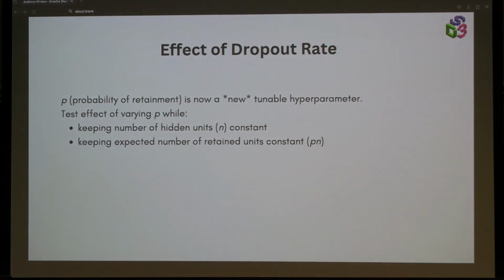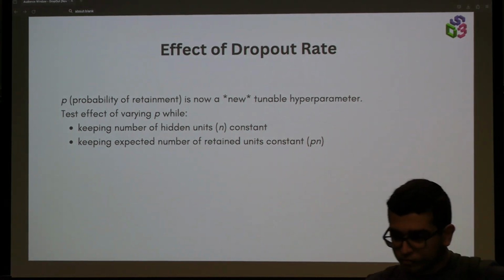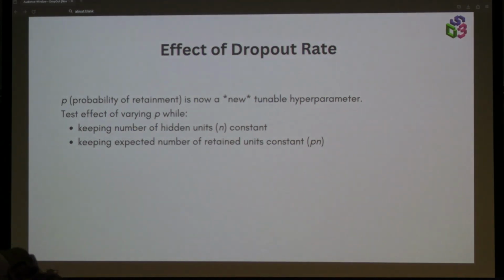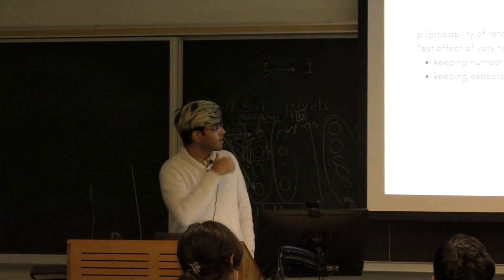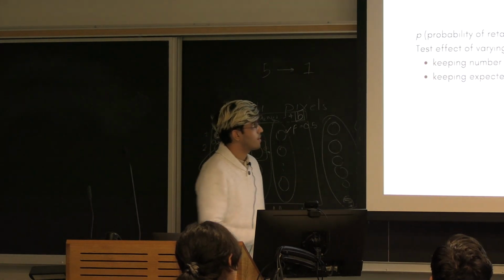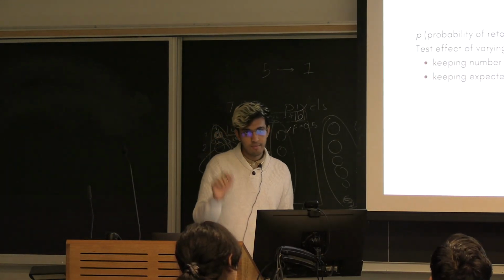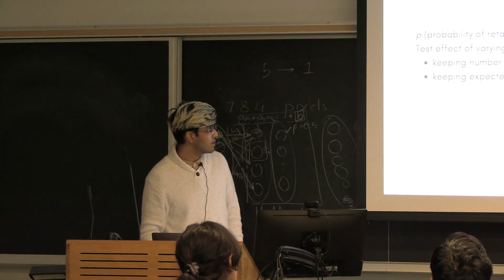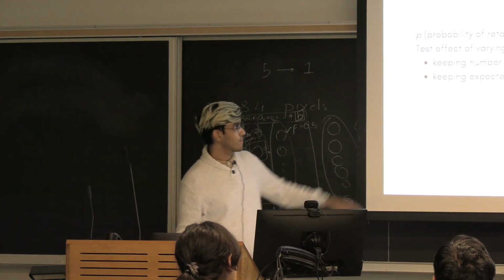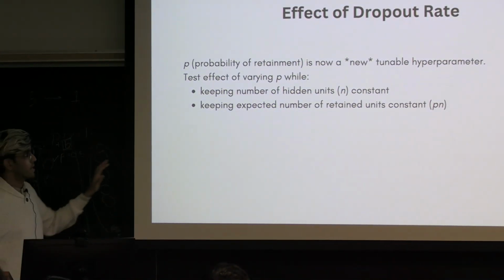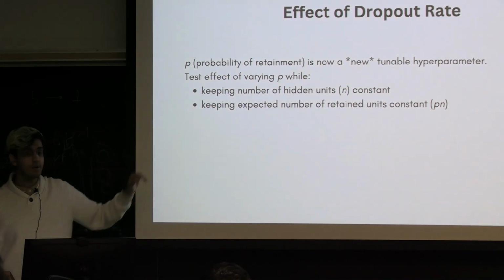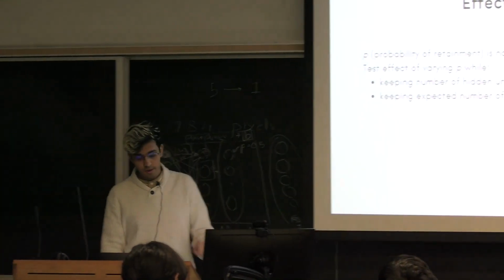Next, we're going to talk about the effects of the dropout rate. So, like I mentioned before, P is the probability of retaining a particular unit. And this becomes a new parameter to tune, right? Neural networks have a bunch of parameters. One of them is the learning rate. But with dropout, this is a new hyperparameter. So they're testing a little bit of tweaking of P under 2 constraints. In one of them, they're keeping the number of hidden units constant. And in the other one, they're keeping the expected number of retained units afterwards constant. So we'll talk about what both of those mean.